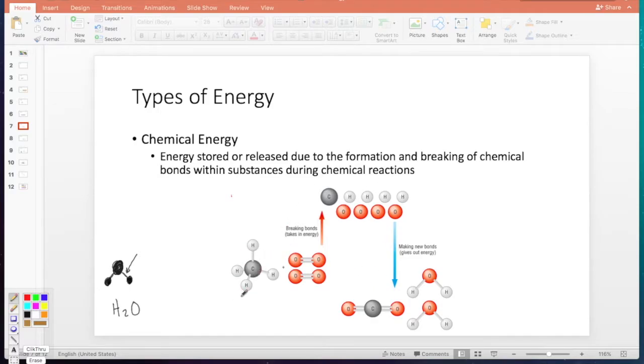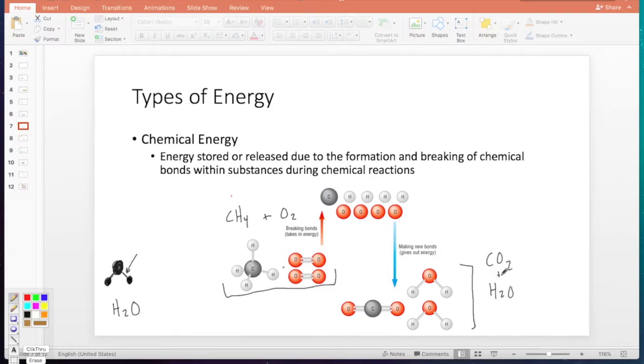A chemical reaction is when you start with a set of substances. So this is a substance called methane, CH4, and this is oxygen, O2. You start with one set of substances and you end up with another set of substances. Looks like I have CO2. Does anyone know what that's called? Carbon dioxide. And then I have H2O, water.